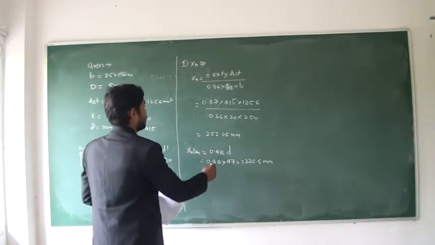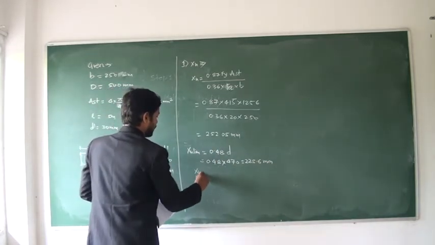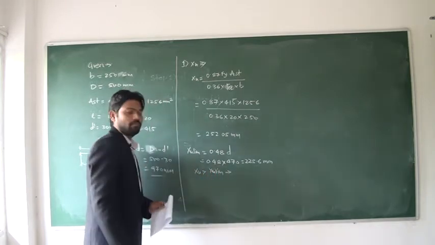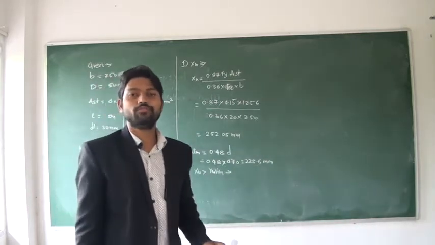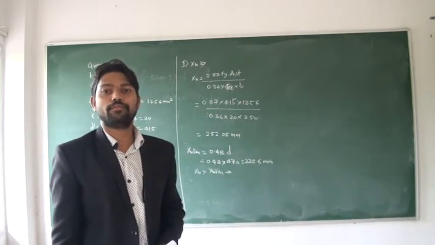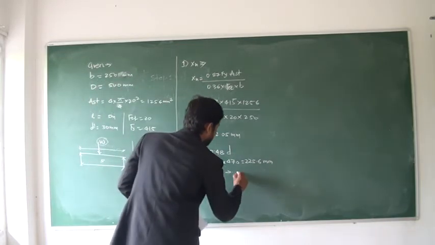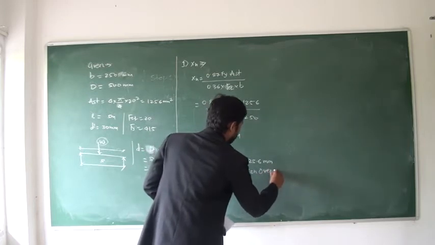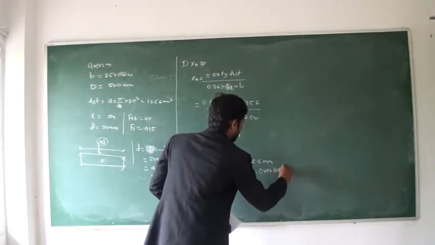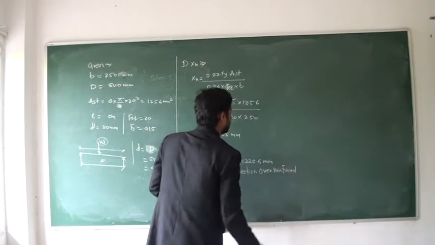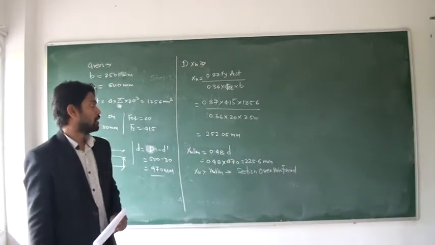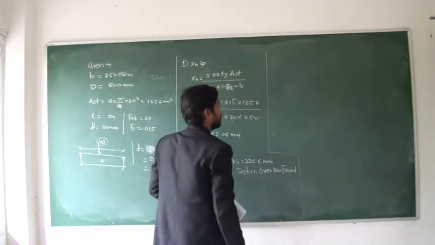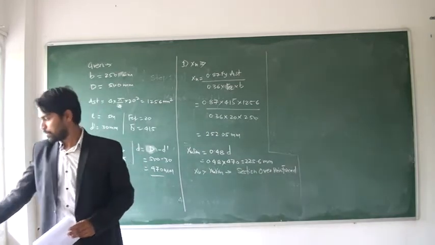Now, if you compare these two values, Xu is greater than Xu limit. It gives that the section is over reinforced. Now in that case, how will you calculate MR, the moment of resistance?